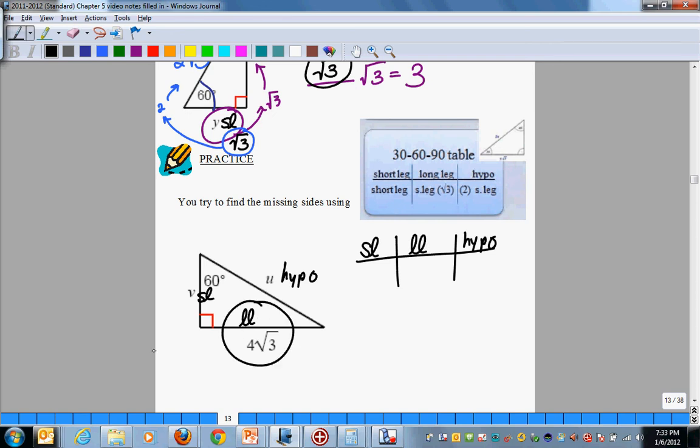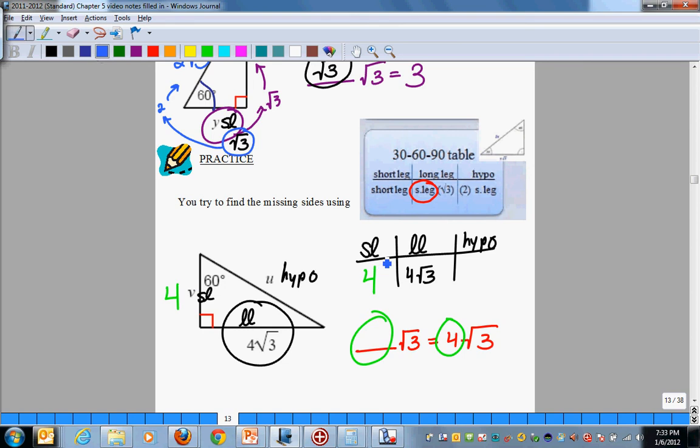We are given 4 root 3 in the long leg position. Well, we see right here that the long leg is whatever the short leg was times root 3. So we ask ourselves, something times root 3 is 4 root 3. That should be pretty obvious. Our something here is simply 4. So our short leg is 4.